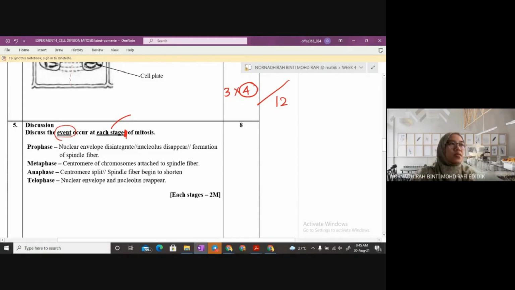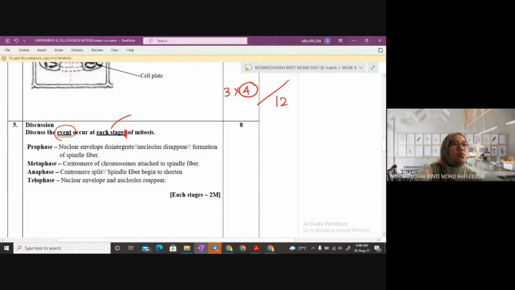Page 56. So kita tengok event of each stage. Semua orang buka ya buku nota ni. Okay, awak boleh tengok the first one is prophase. What is the chromosomal behavior? Chromatin condense. What is the difference between chromatin and chromosome and DNA?